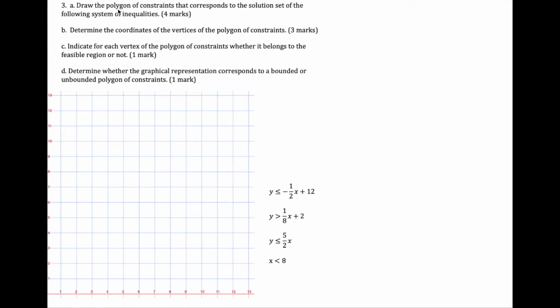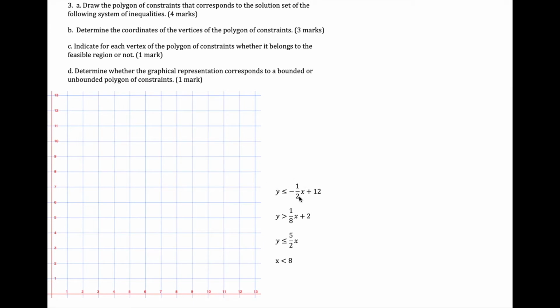Question number 3, draw a polygon of constraints that corresponds to the solution set of the following system of inequalities. We've got these inequalities. I'm going to start with my b value is 12. That's right here. The slope is -1/2. The delta y is -1, and the delta x is 2. From the 12, I'm going to move over 2, 1, 2, and then down. It's going to go through the 12, and through that point, we have a line like this.